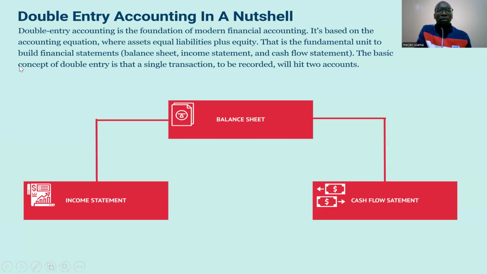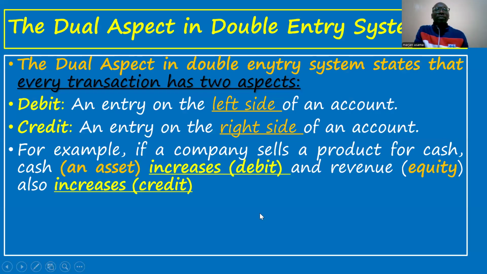So in our next lesson, we shall be discussing all these financial statements. We have the balance sheet, we have the income statement, and we have the cash flow. We shall be discussing them in detail in our next lessons. So the dual aspect in double entry system. Now, the dual aspect in double entry system is still the same thing we're explaining. That is, every transaction has two aspects.